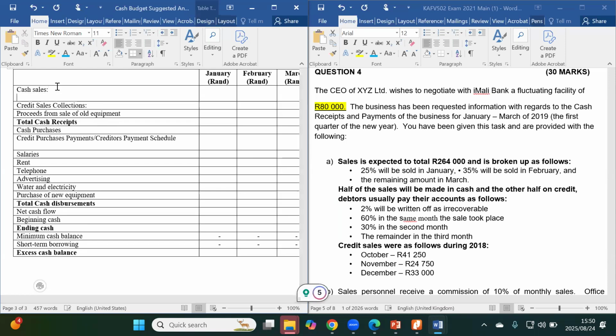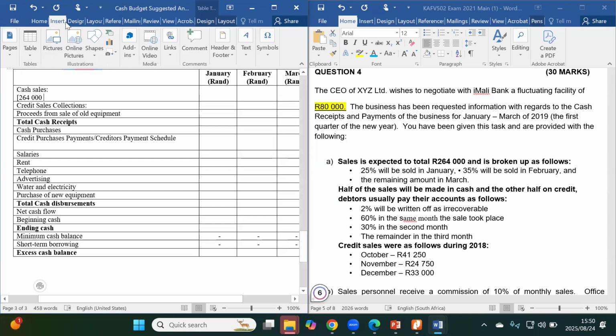So for cash sales, I'm going to start with January. It's going to be this 25% for January. So let's do that exercise. We're going to take the 264,000 and it will be multiplied by 25% basically.